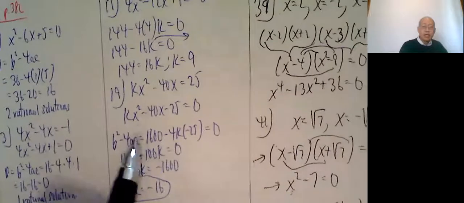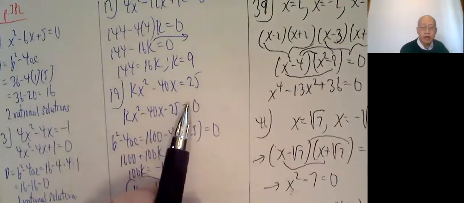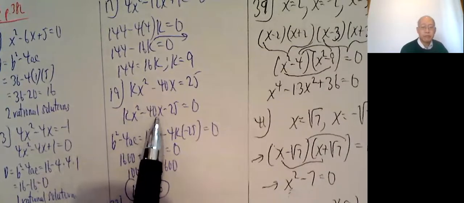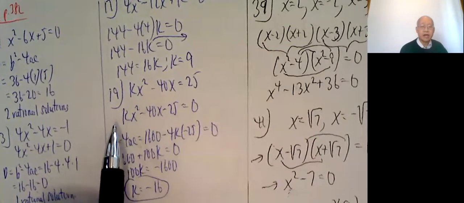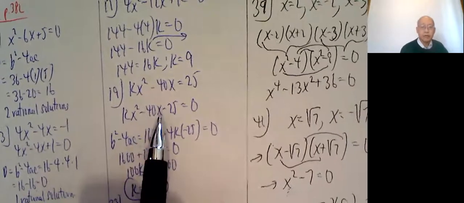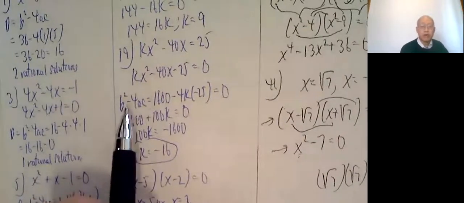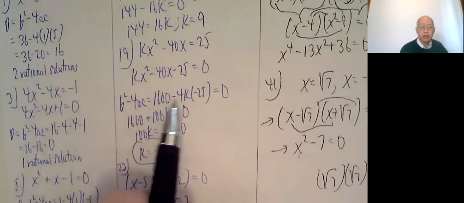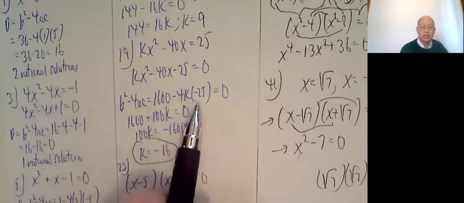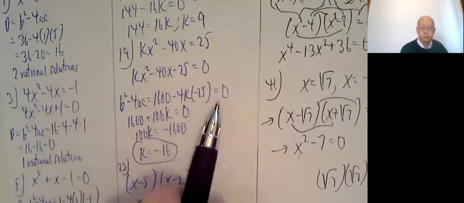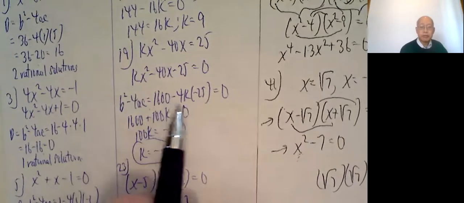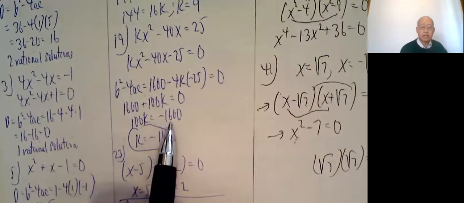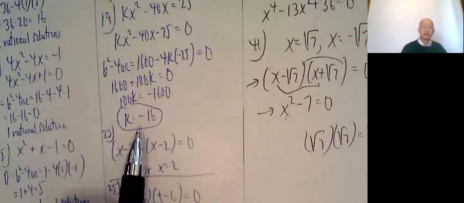Okay, 19, kx squared minus 40x equals 25. Subtract the 25, so it looks like kx squared minus 40x minus 25 equals 0. So my a is the unknown k, b is negative 40, c is negative 25. So b squared minus 4ac is negative 40 squared, 1600, minus 4 times a, which is k, times c, which is negative 25, equals 0. 1600 plus 100k equals 0. Subtract 1600. 100k equals negative 1600. Divide by 100. K is equal to negative 16.